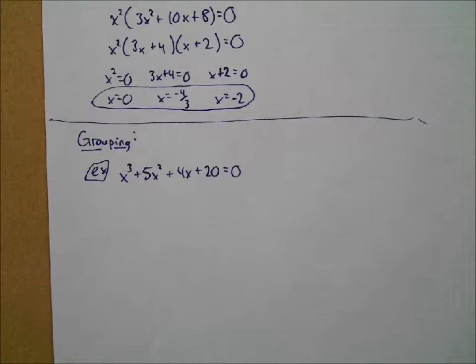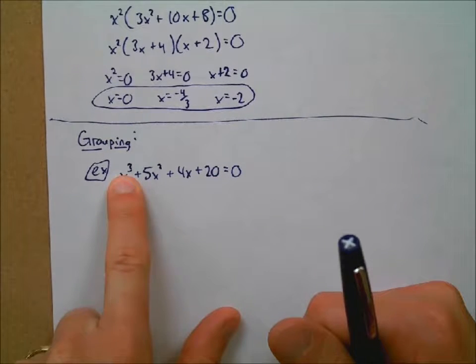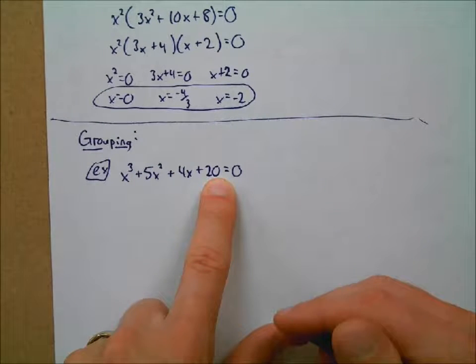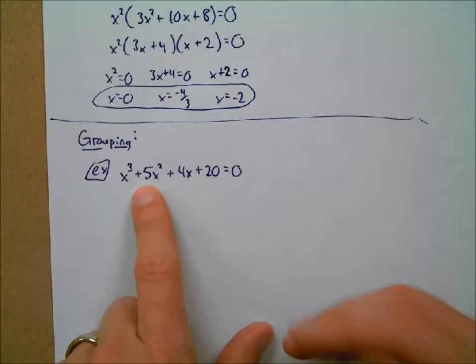You guys have seen grouping before, I think. So here with grouping, typically you want your terms to be in descending order by power, right? So we have x cubed, then x squared, then x to the 1, and this 20 is technically an x to the 0, because x to the 0 is 1, so 1 times 20 would be 20 there. Okay, so descending order, and then you group.